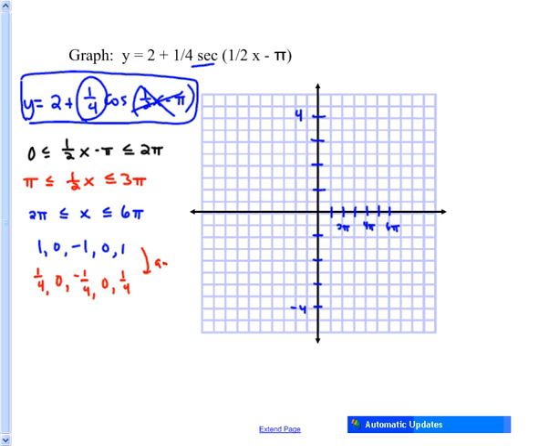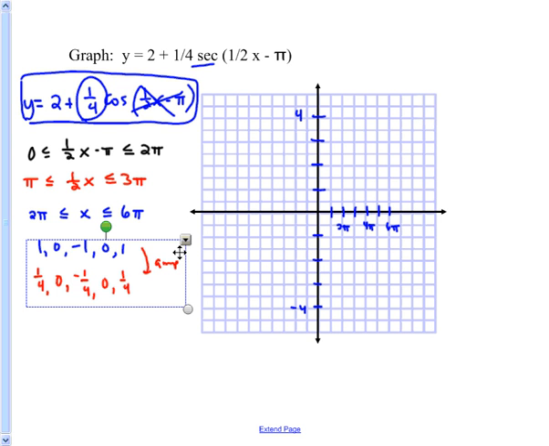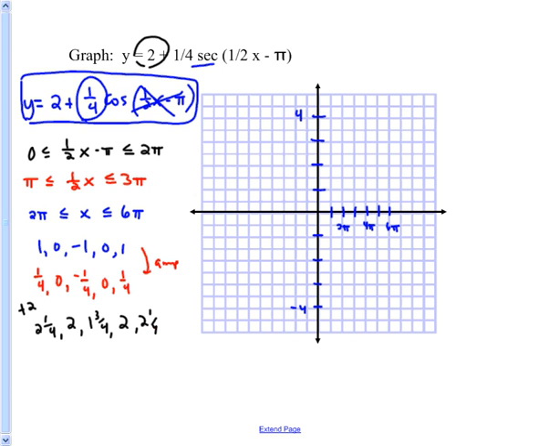I applied amplitude. Okay. Now I want to go ahead and add that 2 additional. So if I add 2, I'm going to get 2 1/4, and 2, and 1 3/4, and 2, and 2 1/4. So I'm ready to plot those. I'm going to plot them in blue. At 2 pi, remember that's my start zone right here. This is where I'm graphing. At 2 pi, I'm going to get 2 1/4.